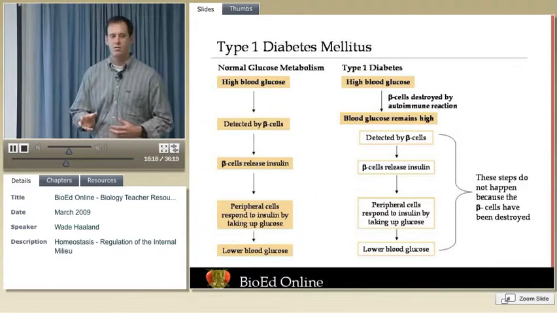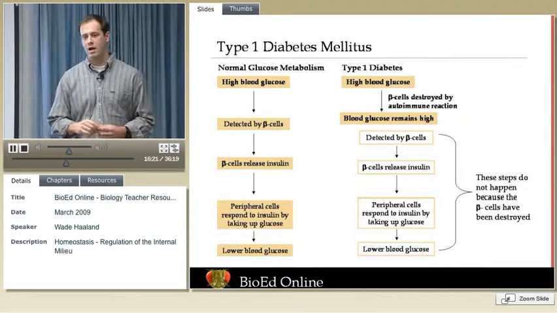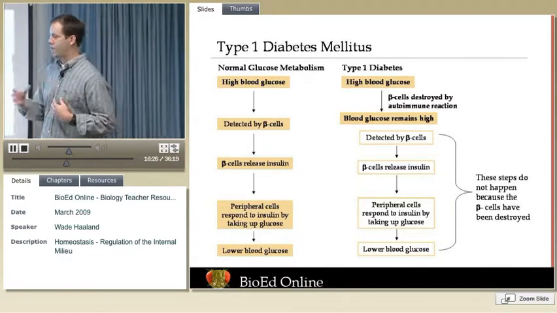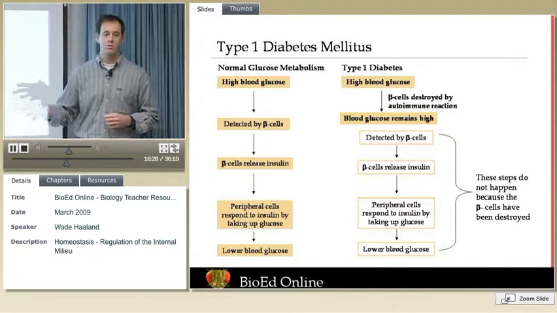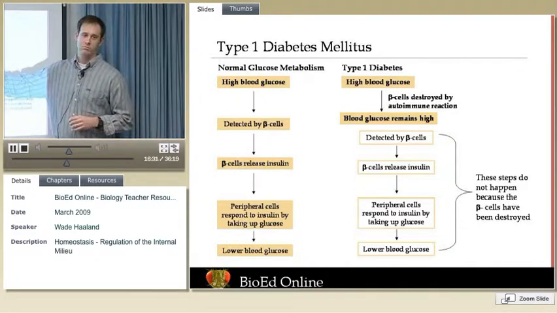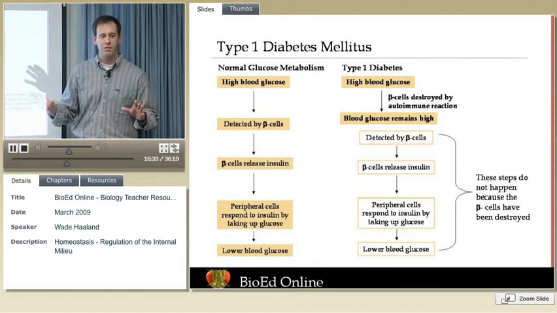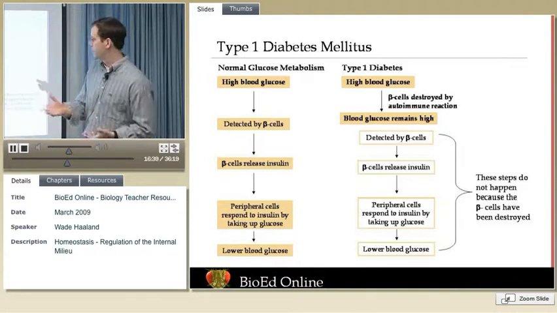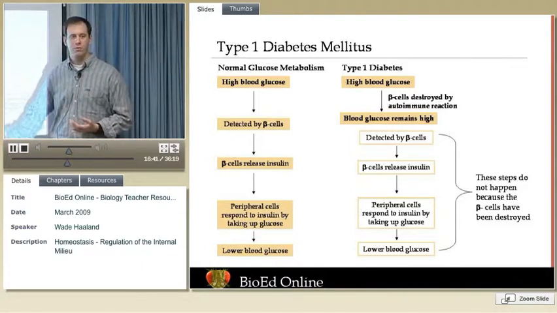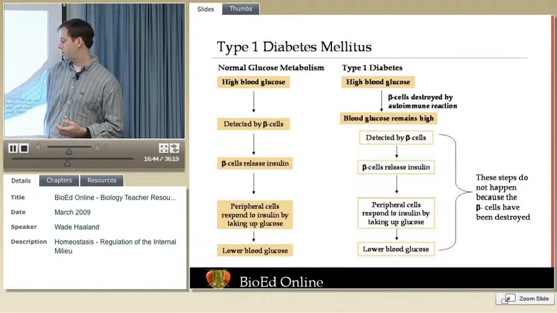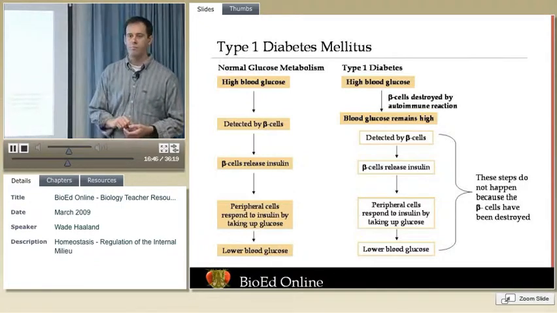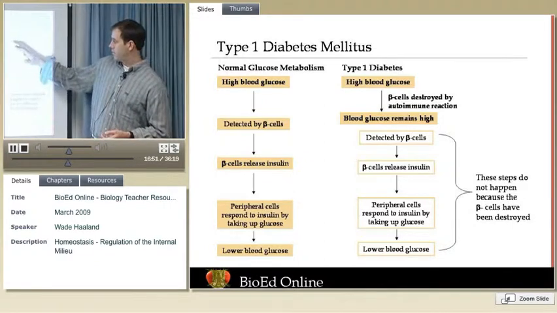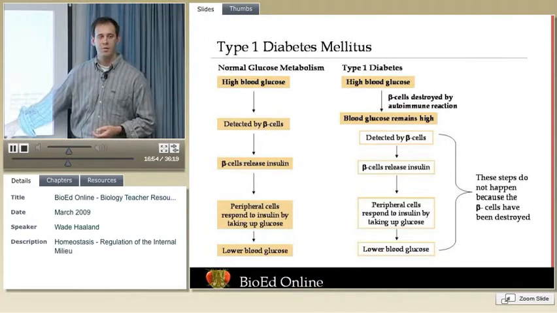In type 1 diabetes, what happens is we have an autoimmune reaction, meaning antibodies produced by our bodies recognize beta cells and signal their destruction. So the beta cells are no longer existent in a type 1 diabetic. So they have no insulin factory, which is what a beta cell really is. It's just an insulin factory. If they don't have that, then these peripheral tissues never get their signal, and our ability to regulate blood glucose is diminished. These steps do not happen in a type 1 diabetic.